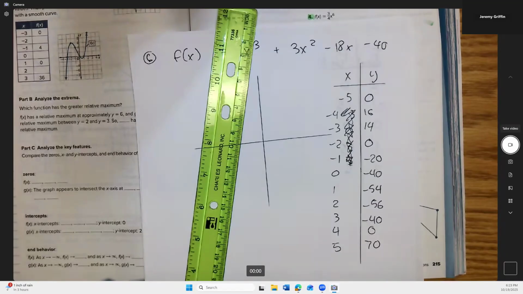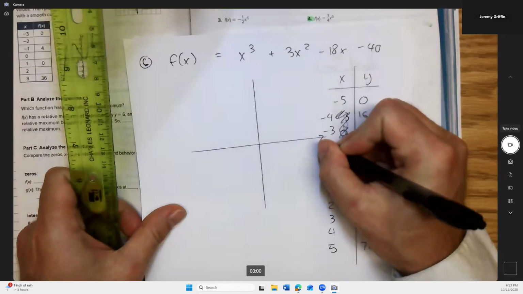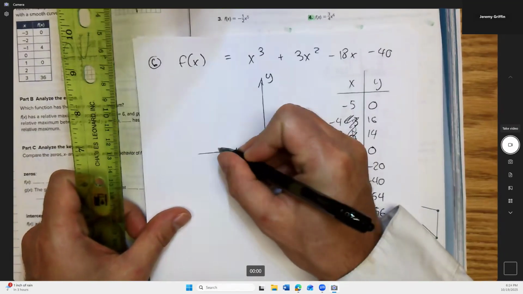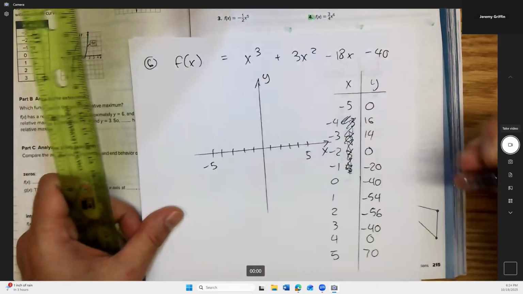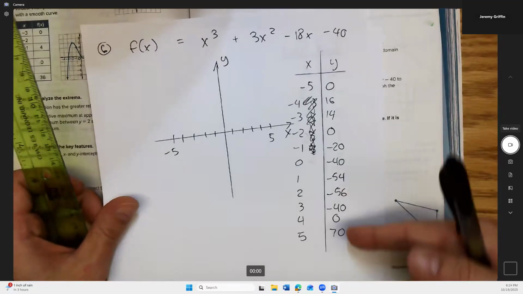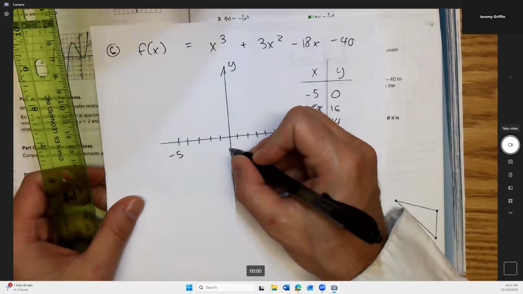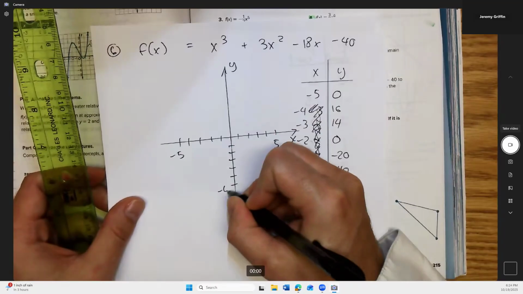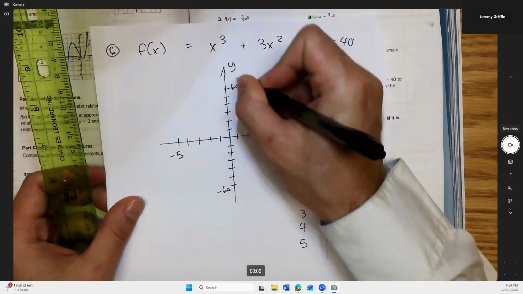In my table, I went from -5 to 5. So let's mark that up. Give myself an x-axis, a y-axis. 1, 2, 3, 4, 5, and -5 that way. And this goes from -56 to +70. Let's go -10, 20, 30, 40, 50, 60, and 10, 20, 30, 40, 50, 60, and 70, something.